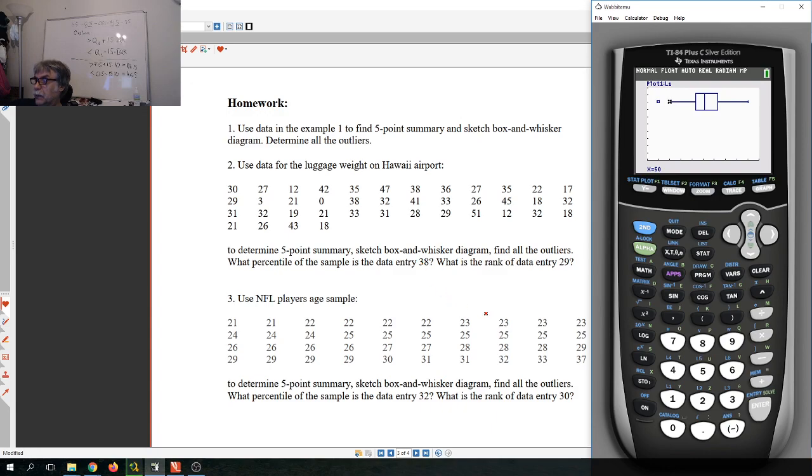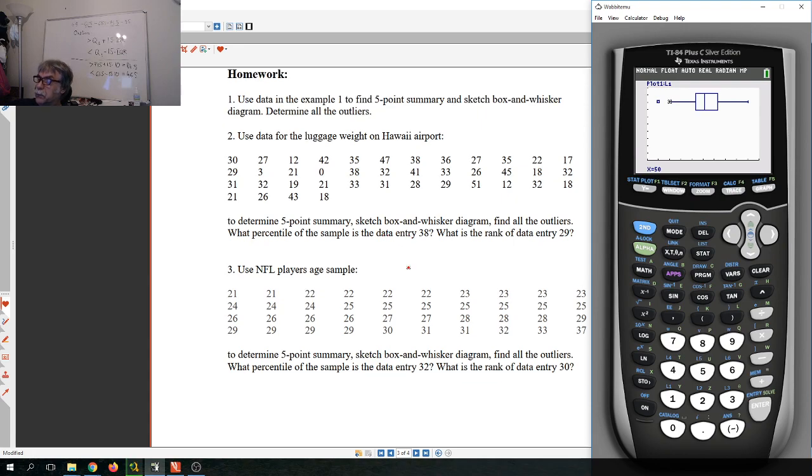And I also have some other questions here about what a percentile some pieces of data are, to give you an idea about calculating percentiles like we did in the class, right?